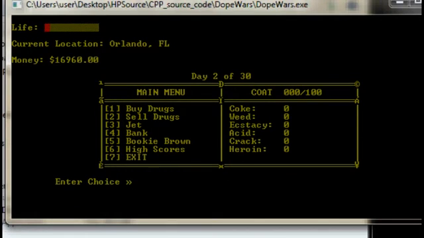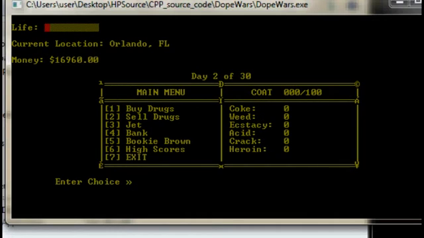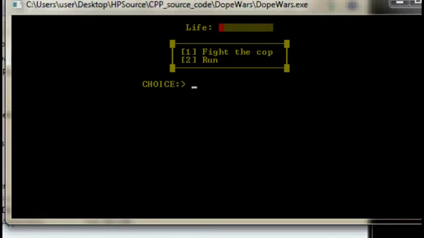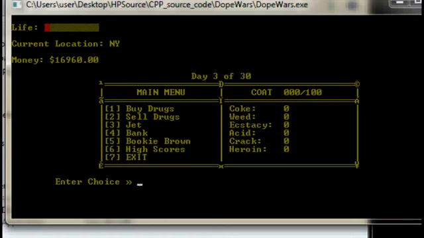I'll go back and see if they've got any cheap drugs here in Florida while I'm getting into this simulation. Well, looks like their drugs are actually kind of pricey, so I don't think I'll be buying any of those. Let's jet back to New York. Alright, so I'm in trouble now. You land in New York, Officer Hardass is after you. At this stage I think I've got very little life, so I'm going to run away from him. You run down the alley and get away from Hardass. Okay, well, that's good. And I'm still worth almost $17,000. Things are looking pretty good at this point.